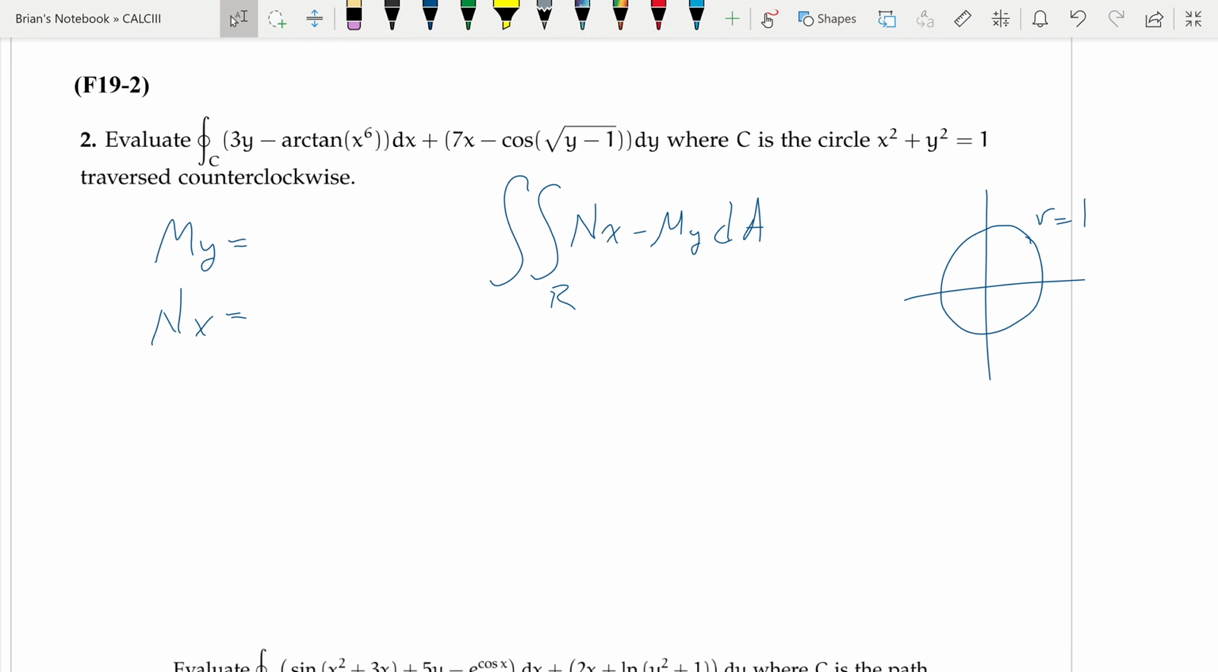So if we find our M_y, it's just going to be 3, right? Because we have the 3y in there, and the whole arctan goes away because there's no y in it.